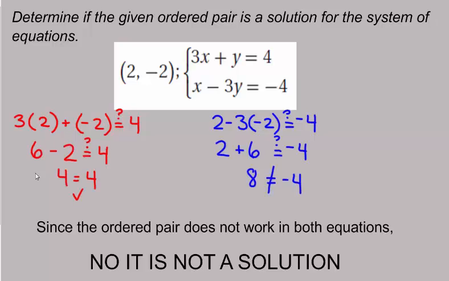So with the top equation that's in red here, we do get that 4 does equal 4, so that checks out. But with the bottom equation, when I go through and solve, I get that 8 equals -4, which we know is not true. So since this ordered pair does not work in both equations, that means it cannot be the solution for this system of equations. To make more sense of this, let's go ahead and learn about how to solve it graphing using paper and pencil.